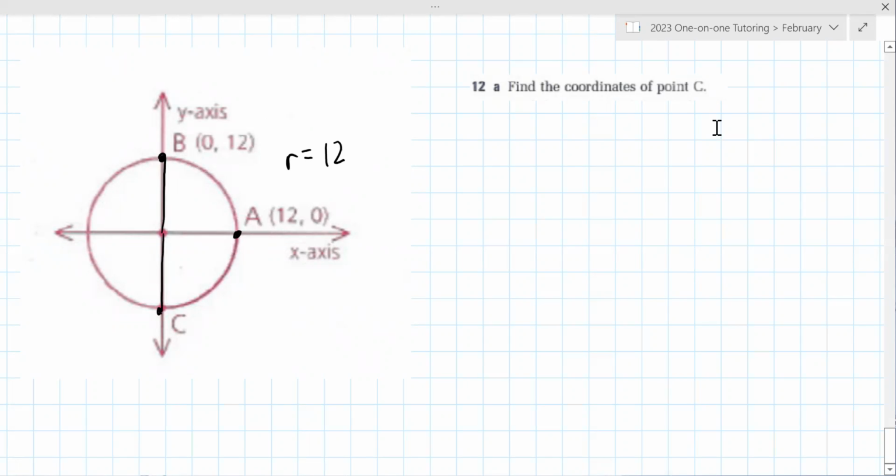Now, how does that help you find point C? Well, you have to know that you're going down 12 units. And if you're going down 12, what's the ordered pair to get you to point C? 0, -12. Yes. Okay. All right. So that's part A. I know it doesn't ask for it, but what would D be if they asked for that? -12, 0. Yes. All right. So let's go from here. Sorry, part B.